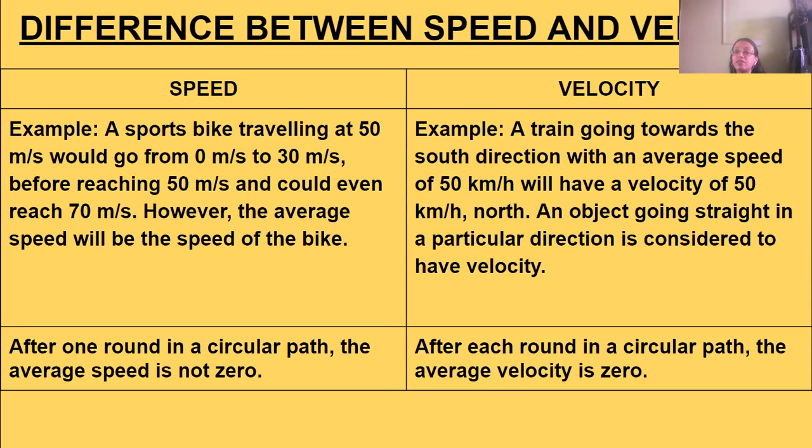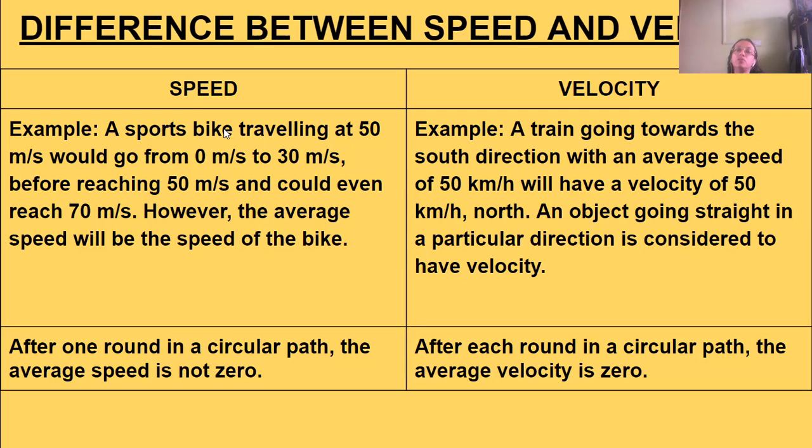But for an example of velocity, what happens? A train going towards the south direction with an average speed of 50 kilometers per hour will have a velocity of 50 kilometers per hour south. That will remain the same because the direction has to be kept. An object going straight in a particular direction is considered to have velocity. It should move in a particular direction, then only it will have a velocity. Otherwise, there will be only speed, no velocity.